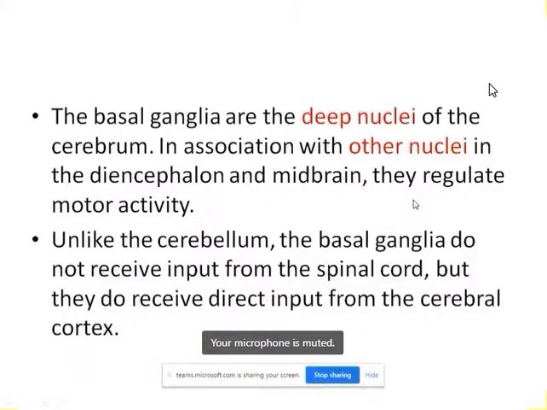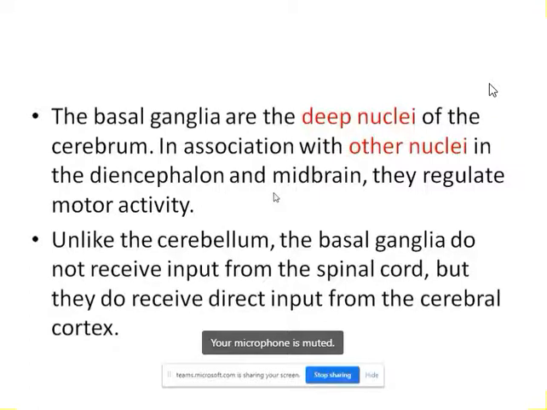Now, I have already told you that the basal nuclei or basal ganglia also function in close association with other nuclei that I will discuss. What are the other nuclei with which these deep nuclei work to regulate the activity? Also, one of the functions of the cerebellum is this activity. Other functions are also there.